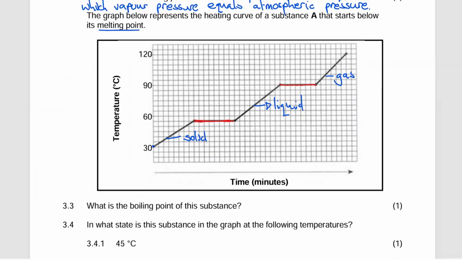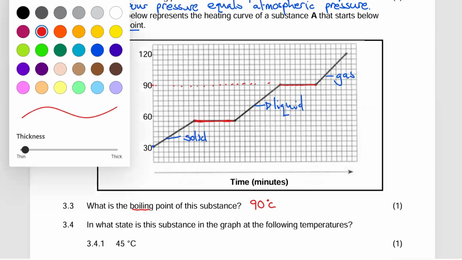According to this question, what is the boiling point of this substance? Here we have a solid, then liquid. For it to change to a gas, it should be at the boiling point. So our boiling point is 90 degrees Celsius.